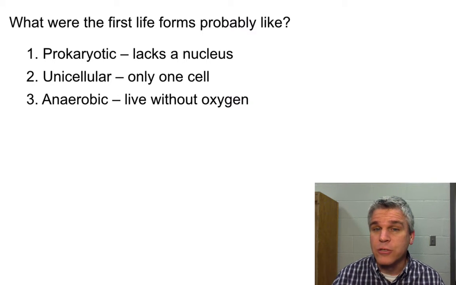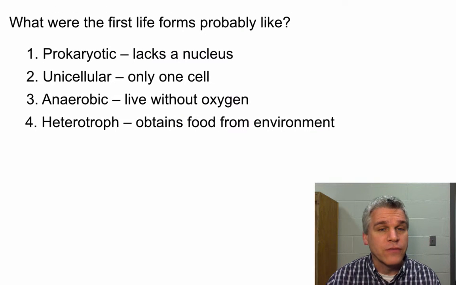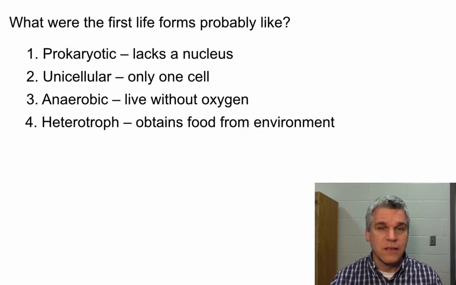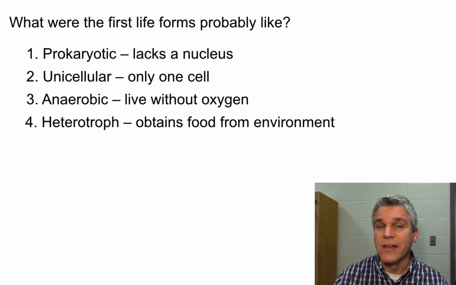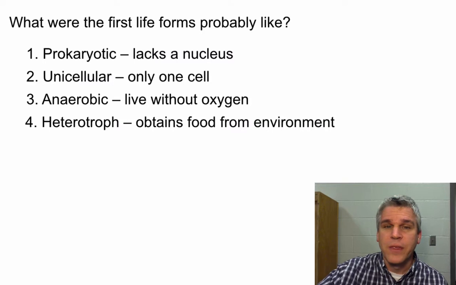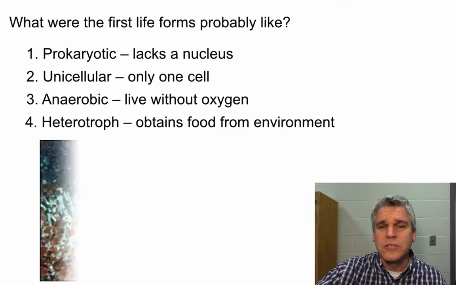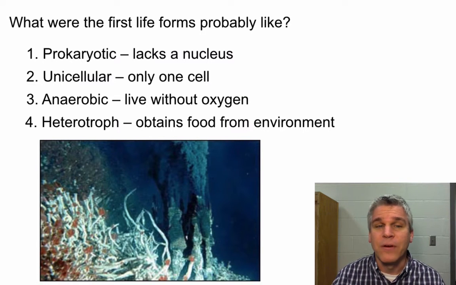Remember, there was no oxygen present in the early atmosphere. They were also heterotrophs, so they had to obtain food from their environment. Now remember, an autotroph would have to be able to carry out two processes, photosynthesis and cell respiration. Heterotrophs would only have to carry out cell respiration. Now, is it possible that an organism can meet all of these characteristics? Certainly, we have organisms today that live in just this type of environment.